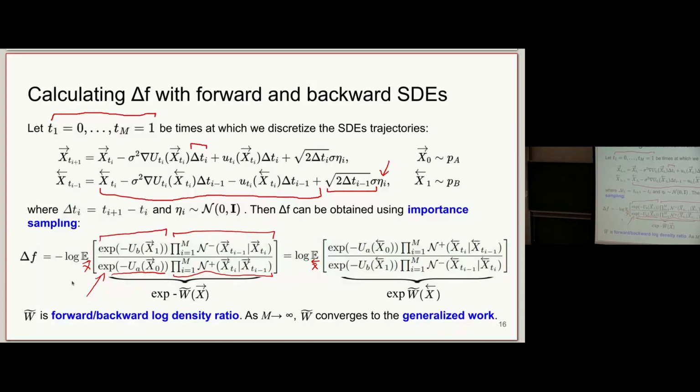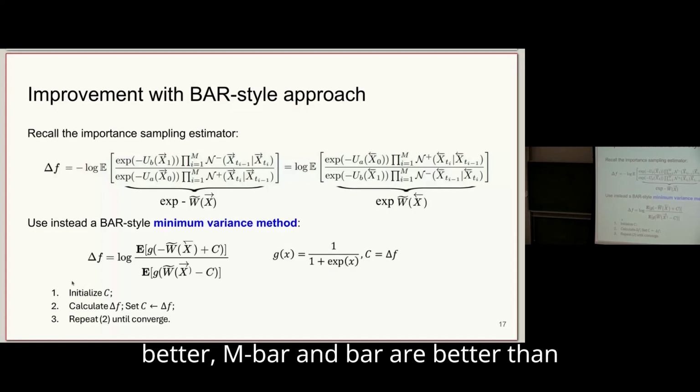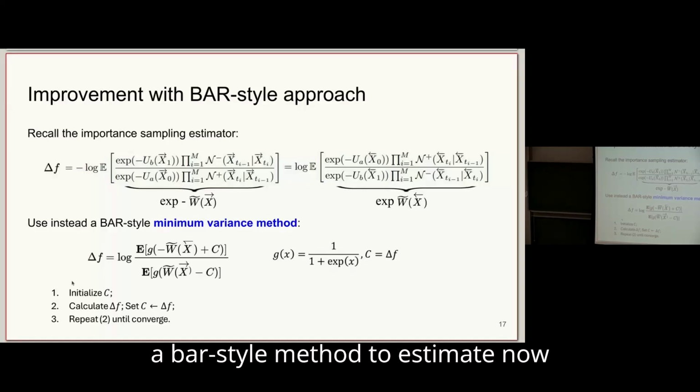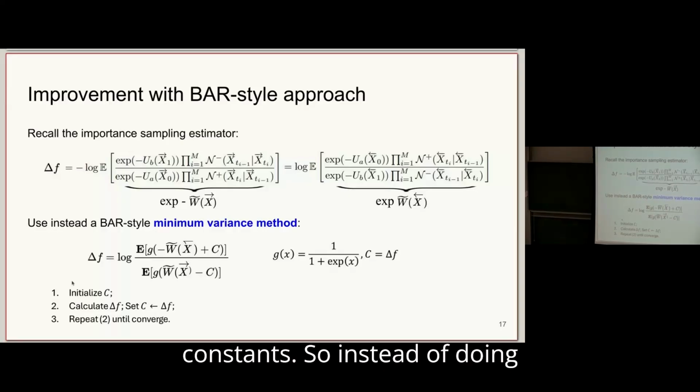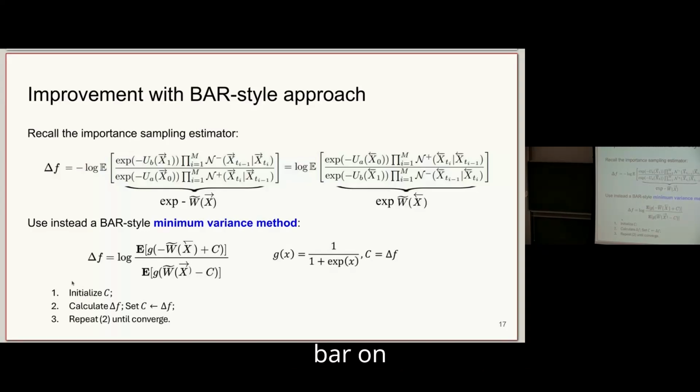What you can do next is to improve things. And in the same way that MBAR and BAR are better than importance sampling, we can use a BAR-style method to estimate now the ratio between normalization constants. So instead of doing importance sampling, now on these trajectories of the SDEs, you can do BAR on those trajectories. Okay? And it's the same thing as what we did before.